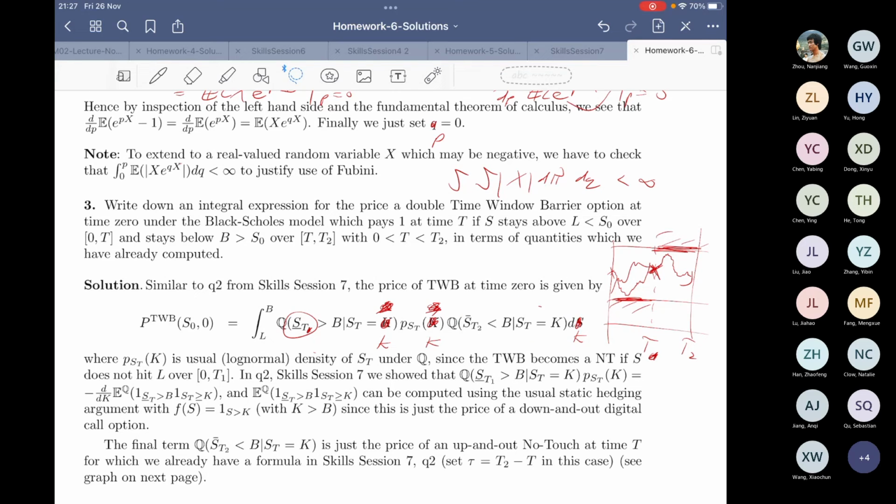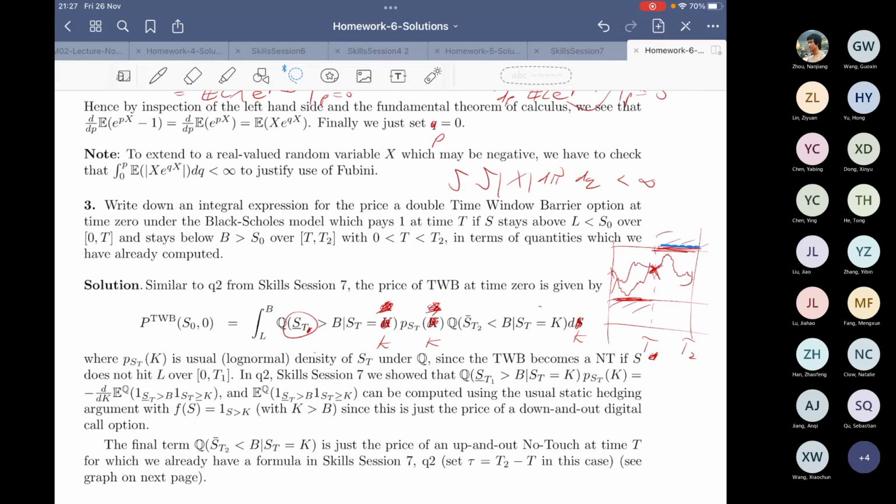And then what do we want to say about that? Okay, so the final term is just the price of an up and out no touch at time 2, and we already have a formula in skills session 7 question 2 for that case. Once you get to the intermediate time T, there's only a single barrier which is relevant, so the two-barrier option simplifies to just a no touch option, which we've already priced. So we're really building this solution out of things we've calculated in two previous homework questions.